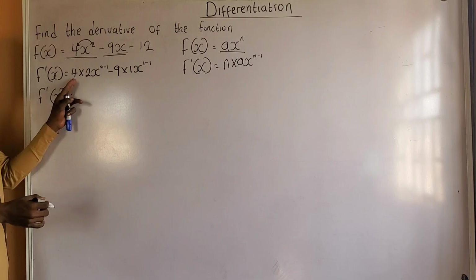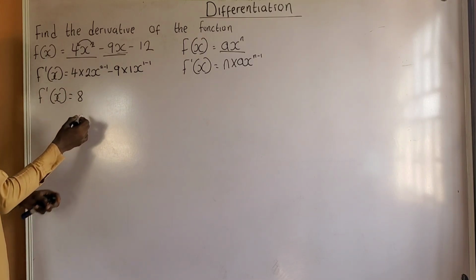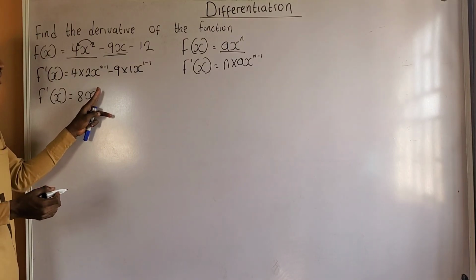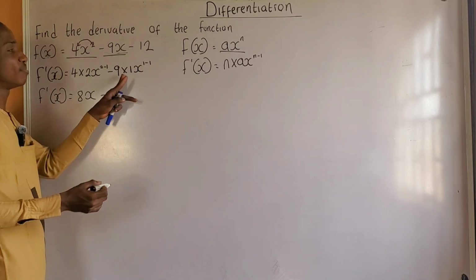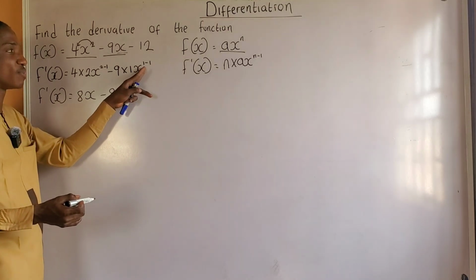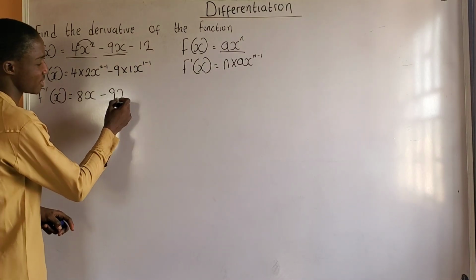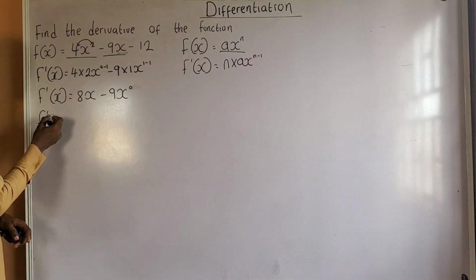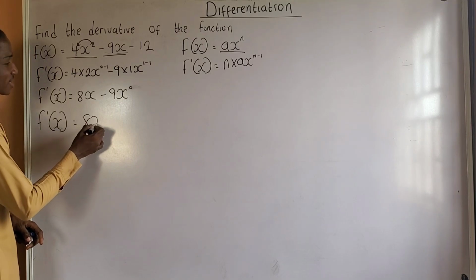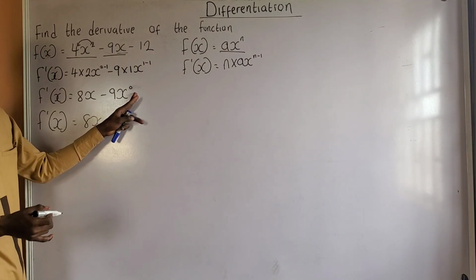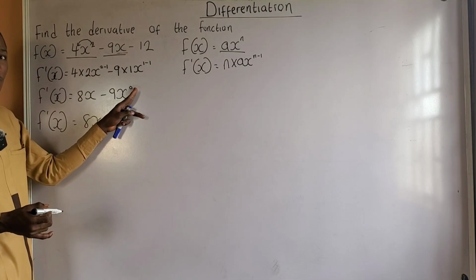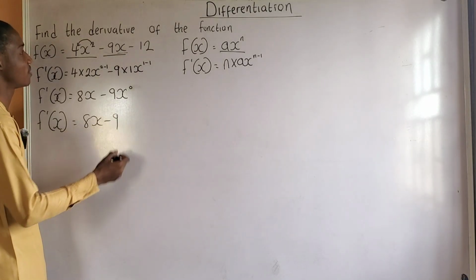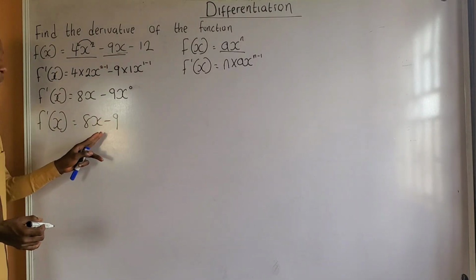For this, I'm going to have 4 multiplied by 2. I'm going to have 8. Now, x raised to the power of 2 minus 1. 2 minus 1 is 1. So, x raised to the power of 1 will give me x. Are you getting it? So, minus 9 multiplied by 1. That is what? Negative 9. x raised to the power of 1 minus 1, right? So, I'm going to have minus 9x raised to the power of 1 minus 1. 1 minus 1 is what? 0. So, I'm going to have this. So, the derivative of f of x will be equal to 8x minus, now, don't forget, according to the law of indices, x raised to the power of 0 will give us 1. Minus 9 times 1 will give me what? Minus 9. So the answer to the derivative of this function is 8x minus 9.